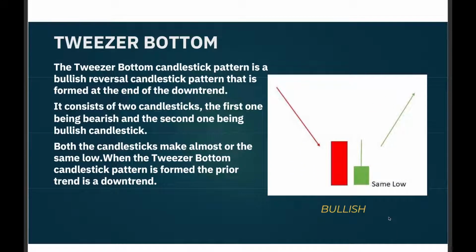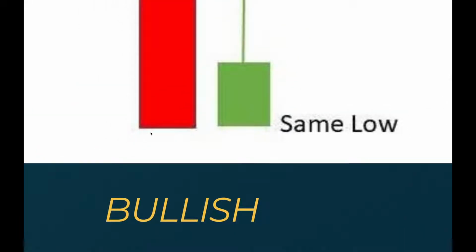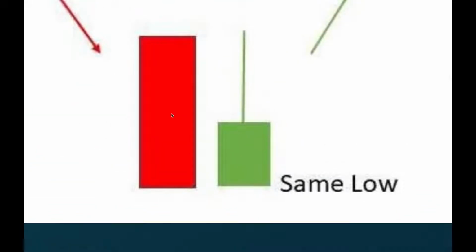Tweezer bottom is also bullish. The only condition is same lows. The lows should be the same. So a big red candle and a green candle, but the lows should be the same. The only condition over here for a bullish move is that the lows should be the same.